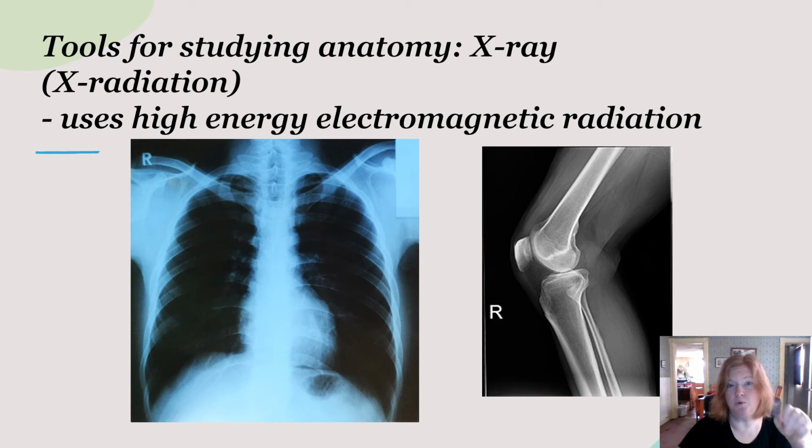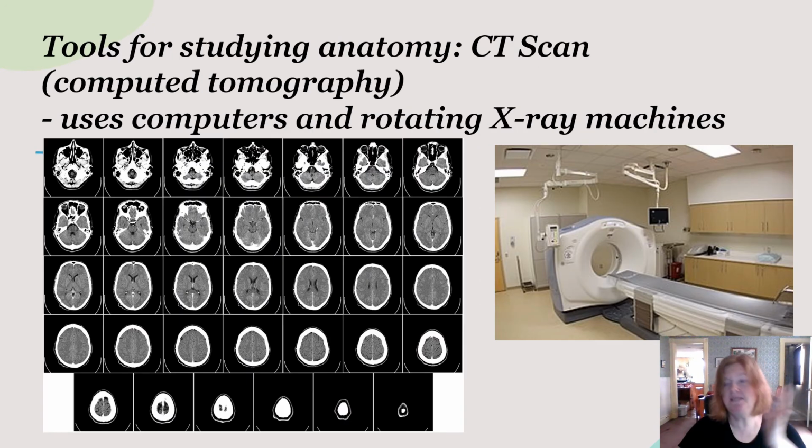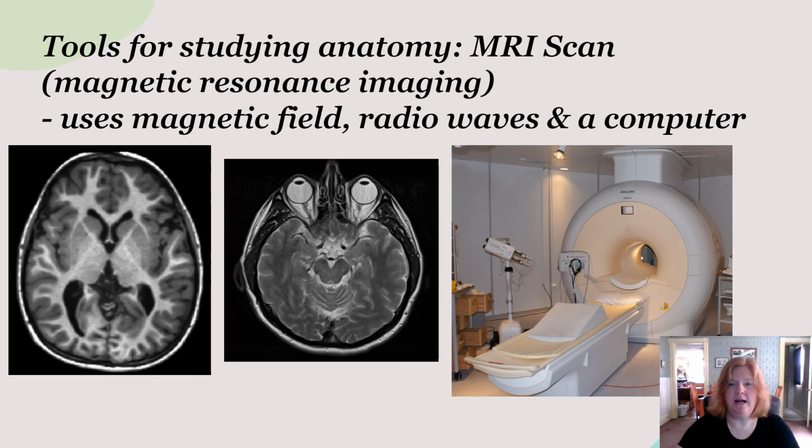So if we need a clearer image, we're going to use other diagnostic tools like a CT scan. A CT scan stands for computed tomography. It uses computers and a rotating X-ray machine to give a much more detailed image, and it kind of views it as slices. And then an MRI scan, which is going to be even more in detail. It uses a magnetic field, radio waves, and a computer as well, and it's going to give you a real detailed image, much more precise than a CT or an X-ray.